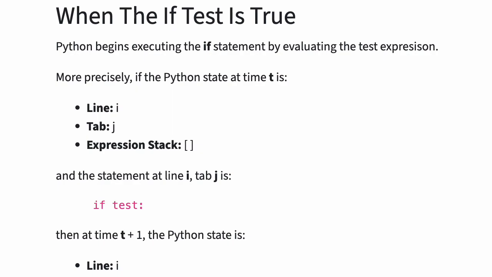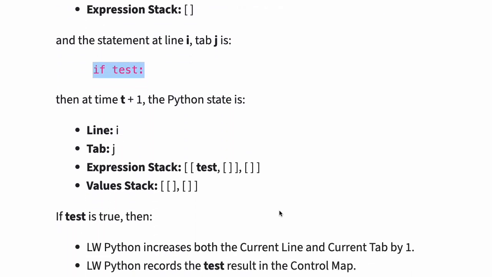Python begins executing the if statement by evaluating the test expression. More precisely, if the Python state at time t is as follows, where line is i, tab is j, and the expression stack is empty, and the statement at line i, tab j is if test, then at time t plus 1, the state is the following. Line is still i, tab is still j, test is pushed to the expression stack, and we initialize the value stack.